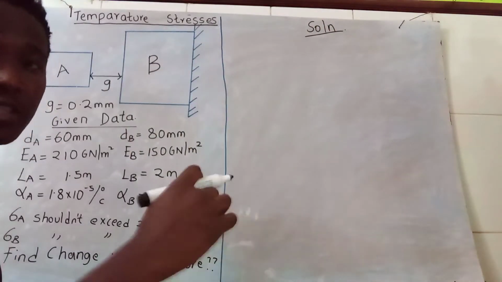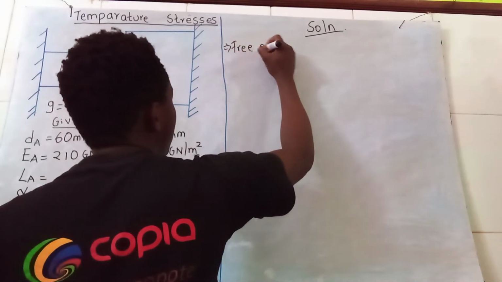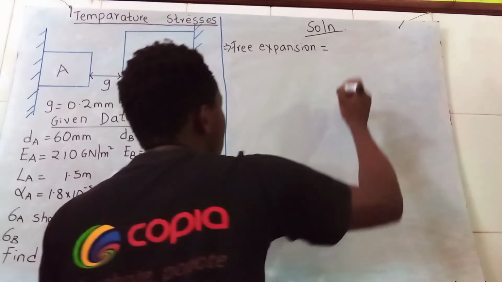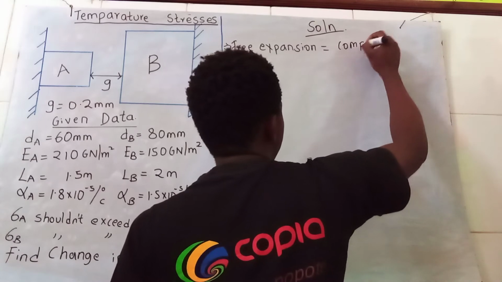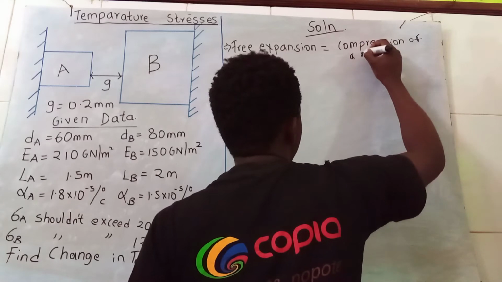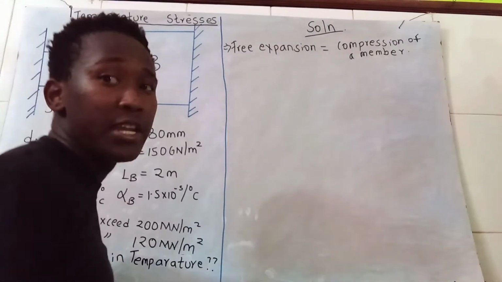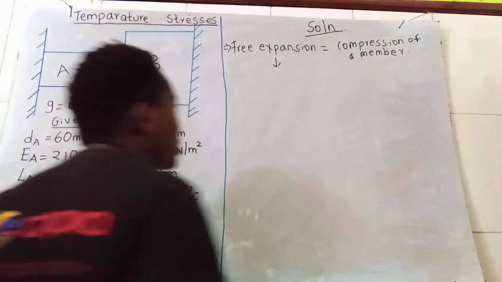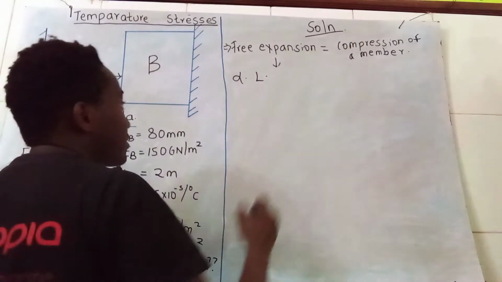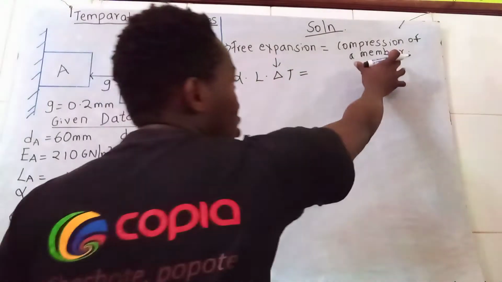Now, the free expansion is equal to the compression of a member. So that is our starting point. Free expansion is equal to compression of a member. So how do we get free expansion? Free expansion is given by the formula coefficient of thermal expansion multiplied by length multiplied by the change in temperature, and that is equal to the compression of a member.